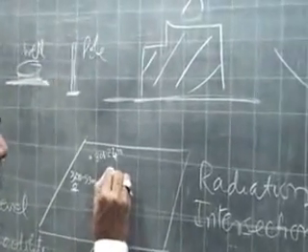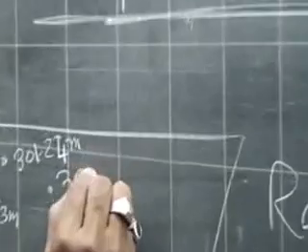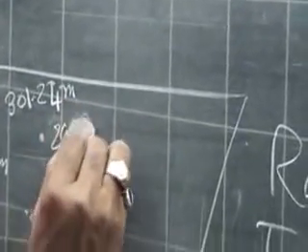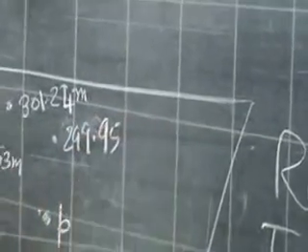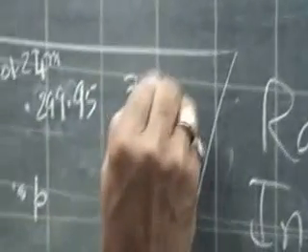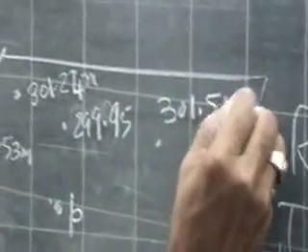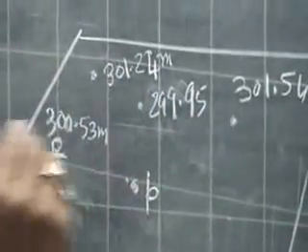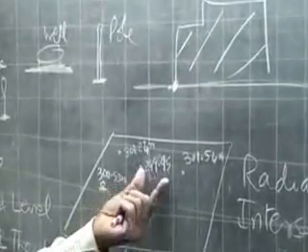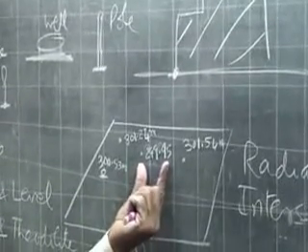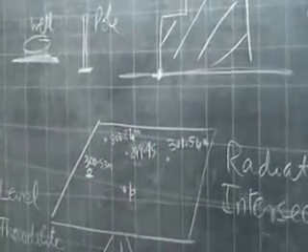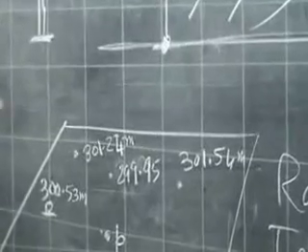Pole, this is the location of the pole, and suppose the elevation of the pole is 299.95. Corner of this house, if I take the elevation, this comes out to be 301.54 meter. So if I know the elevation of the 4 points, I will see that there is a variation in the elevation. The minimum here is 299.95 and the maximum here is 301.54. So maybe I can interpolate now.